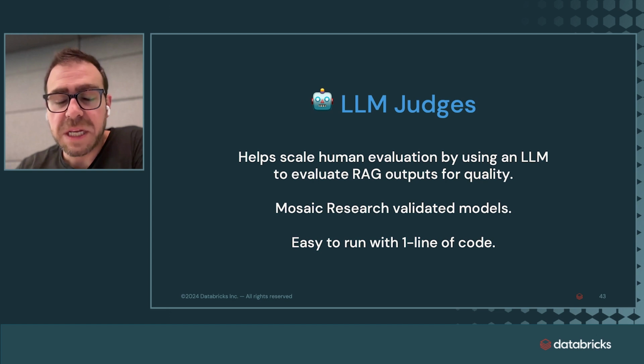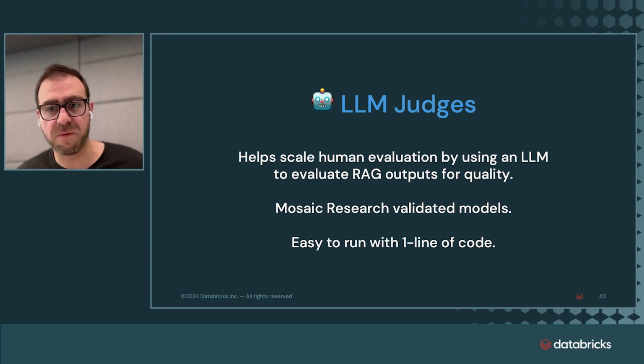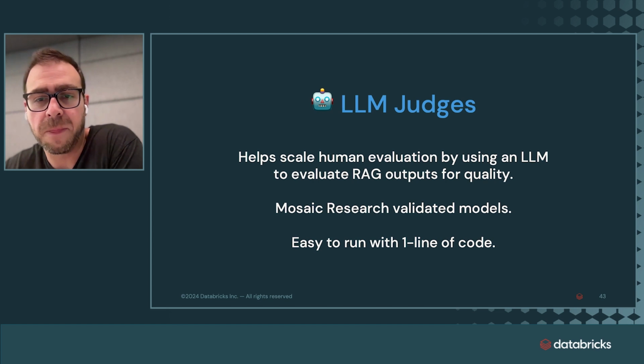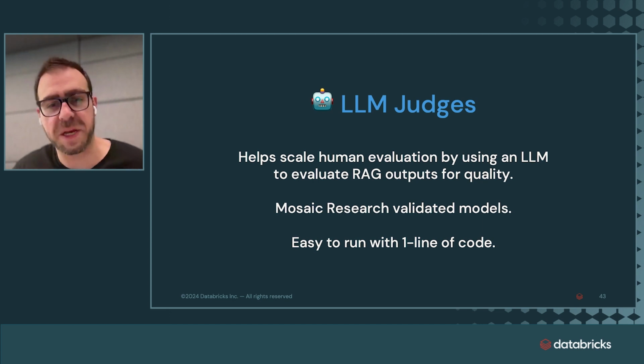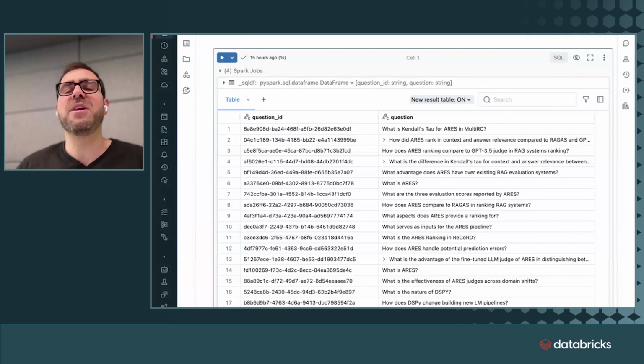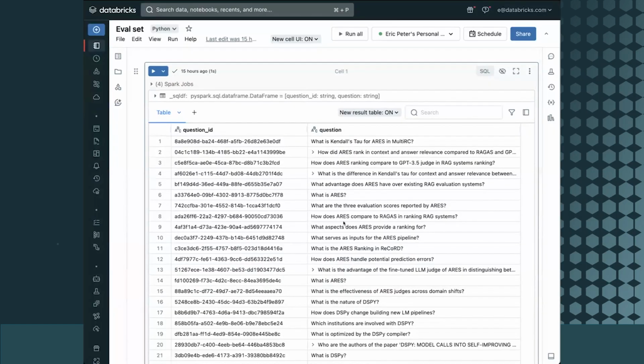Now, this helps you scale human evaluation by using an LLM to evaluate RAG outputs for quality. Now, these models are validated by our research team. We've validated them on open source data sets and on some customer data sets, and they're incredibly easy to run. So in this case, what I've done is I've created an evaluation set, which is a concept inside the product. Really just a set of questions that we expect users to ask about the bot. I could have optionally attached ground truth, but I don't need to.